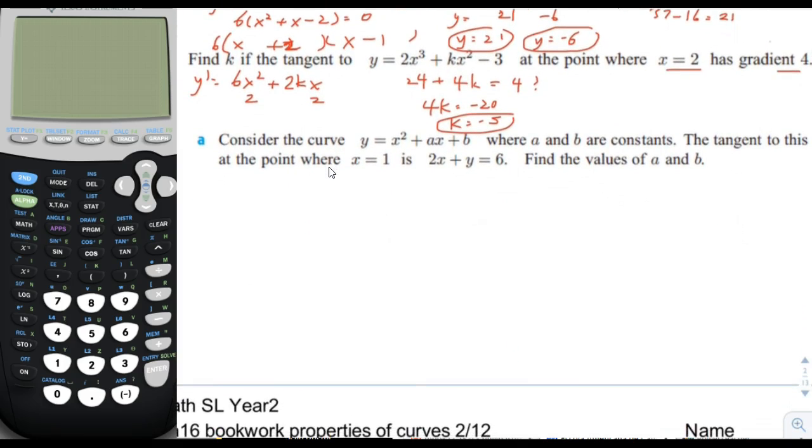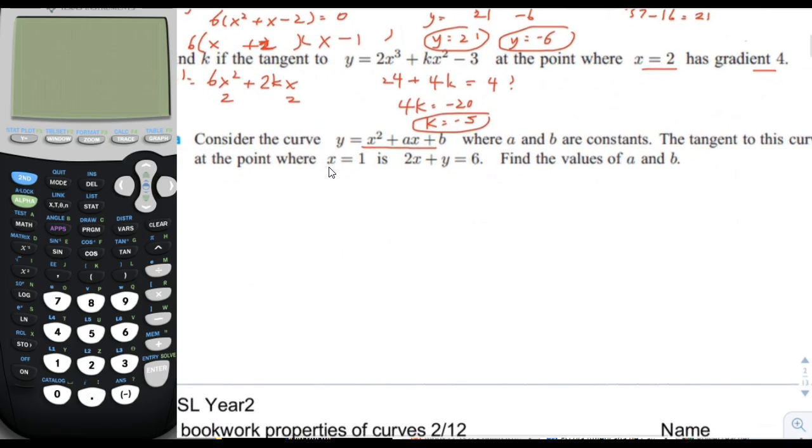Okay. Consider the curve y equals x squared plus ax plus b, where a and b are constants. The tangent to this curve at the point where x equals 1 is 2x plus y equals 6. Find the values of a and b.